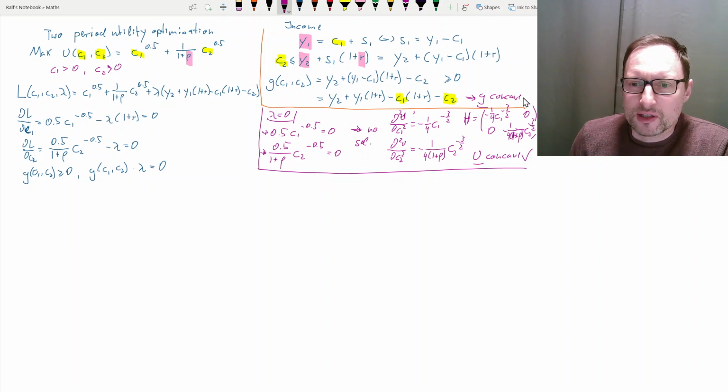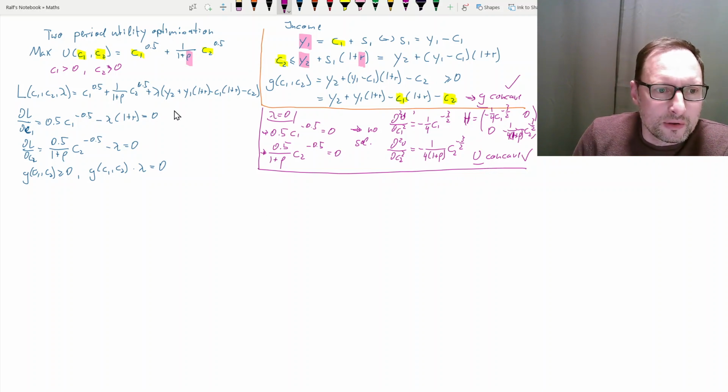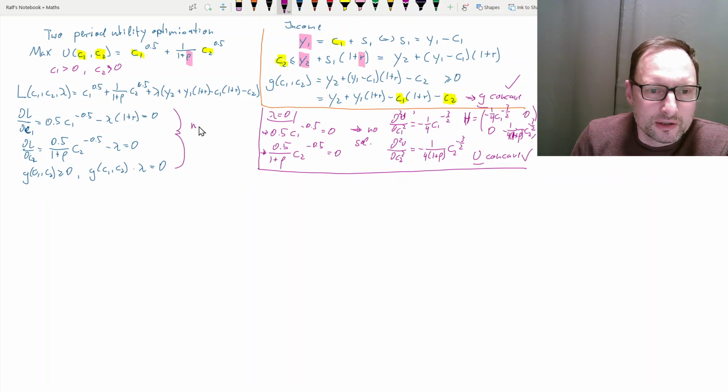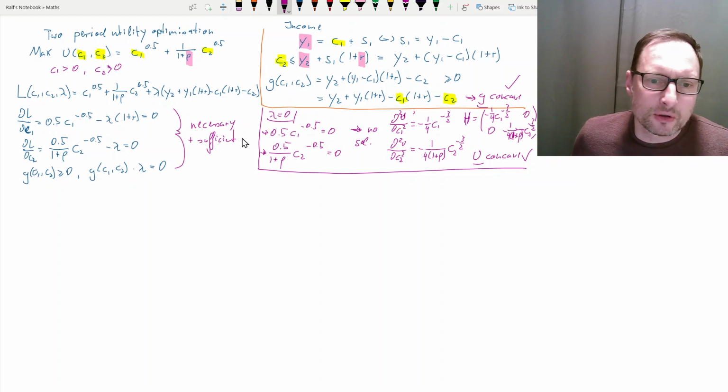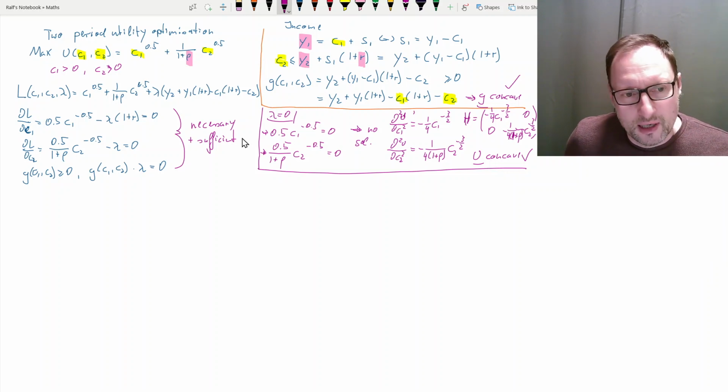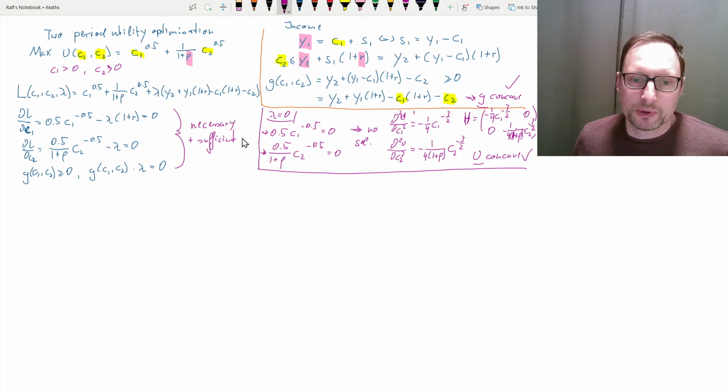And so what we've established is that since the constraint is concave and the utility function is concave, we know that these Lagrangian conditions are not only necessary, but they are also sufficient. That means if we find a point which meets all of these conditions, then we know that point is the solution to our problem.